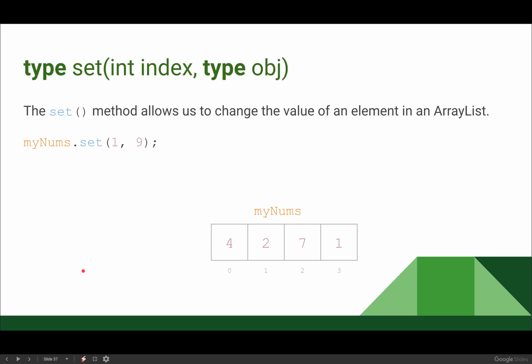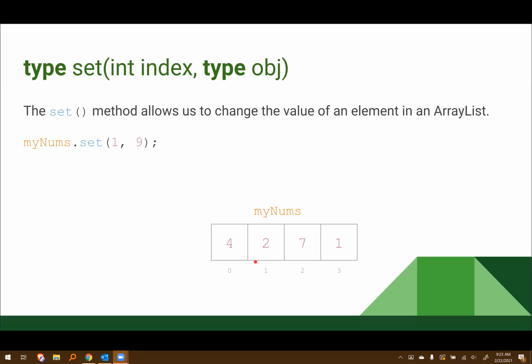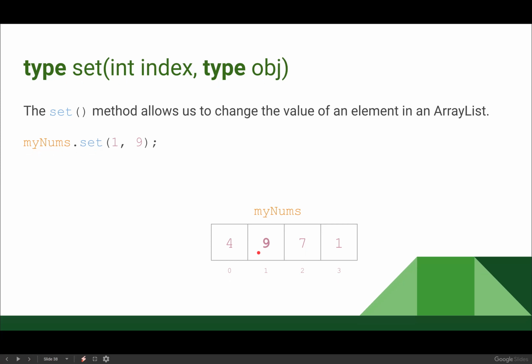The set method is going to allow us to change the value of an element in an array list. So in a normal array, we would say my array at index whatever equals a new value. Here, we're going to call the set method. So we're going to set at this index to this new value. So we're going to set index 1 to equal 9. This is not going to add a new value. It's just going to update the values currently held in the array list.